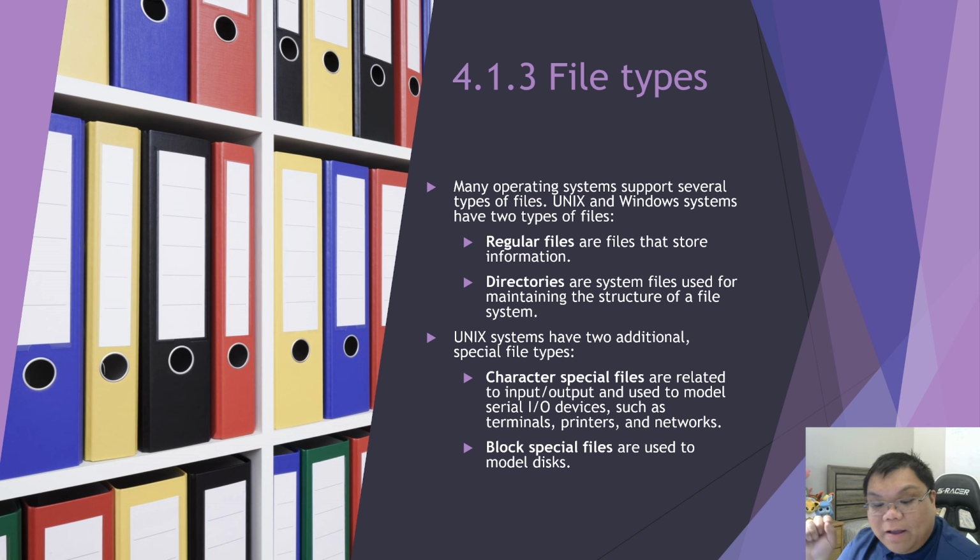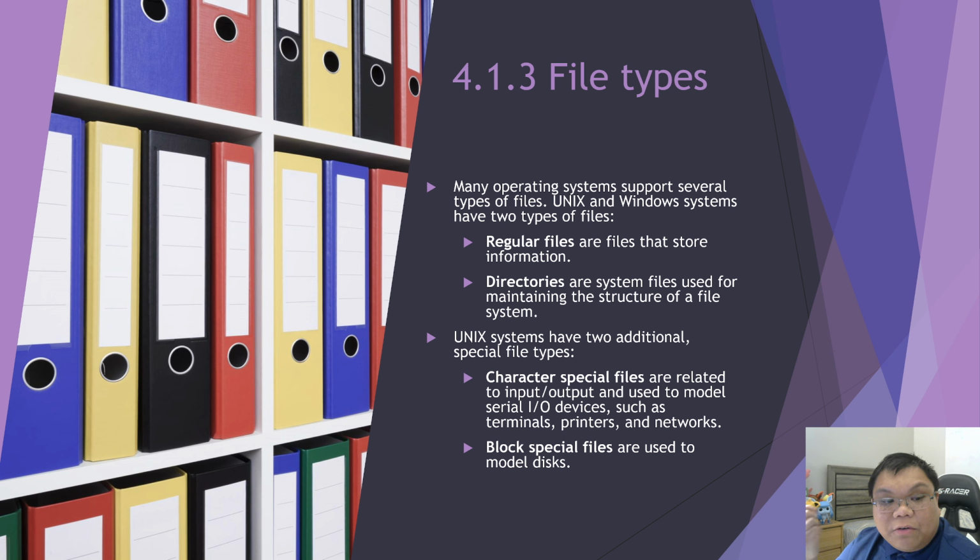There are two main file types that we typically work with, though Unix has two more file types. The first type of file is just the regular file. It's just a file that stores information. There is another kind of file called a directory, also called a folder, and that is used to maintain the structure of a file system.